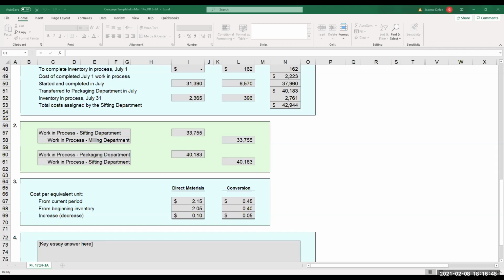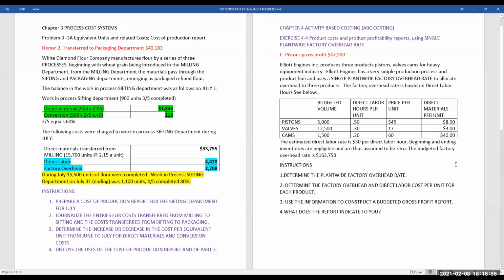I'm going to do most of it only because I don't want to torture you a second time through another problem. So let's just look at this. Good thing I brought up that template problem. Can you see activity-based costing, the verbiage? Example 4-4? Yeah, exercise. It's an exercise. Oh, yeah, exercise 4-4. Yeah, I have it right here right now.